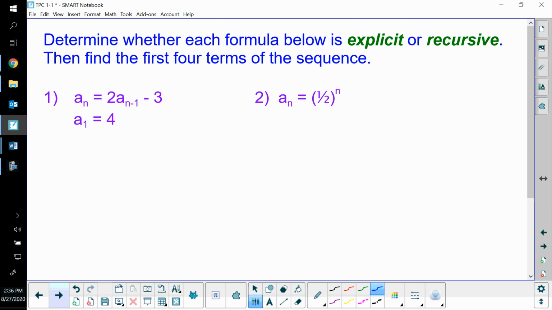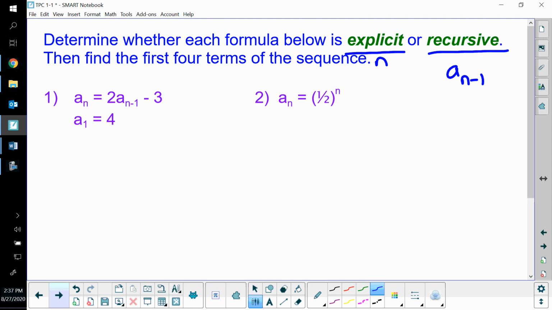So our main focus today is identifying recursive and explicit formulas. A recursive formula will always have an a sub n minus 1 in it. And remember that a sub n minus 1 just means the previous term. An explicit formula will just have an n in it, where we will sub in the specific term we want to find.